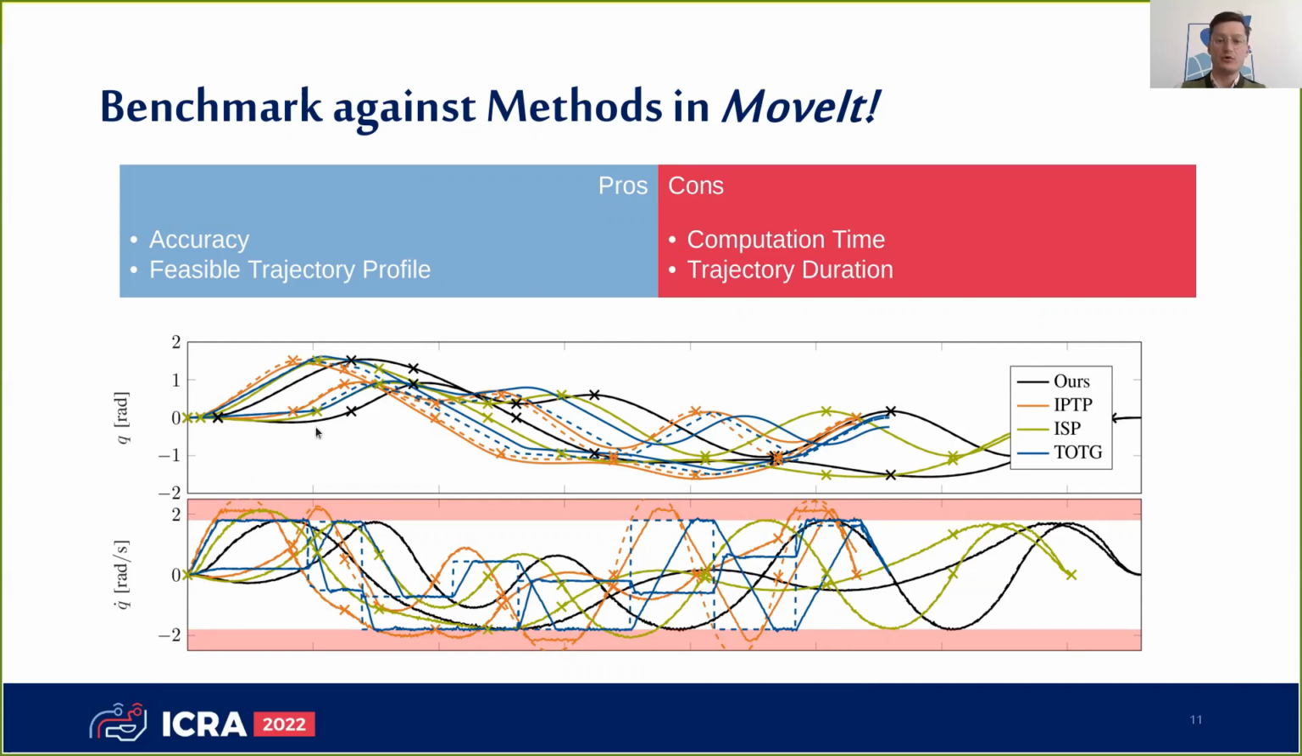Here we see the position and velocity profile for 2 joints. The black lines show our approach. In the velocity profile, we see that the maximum possible velocity defined by the actuator is exploited in the motion segments.